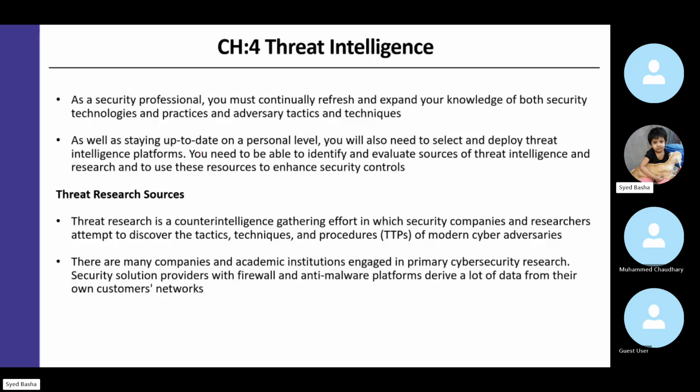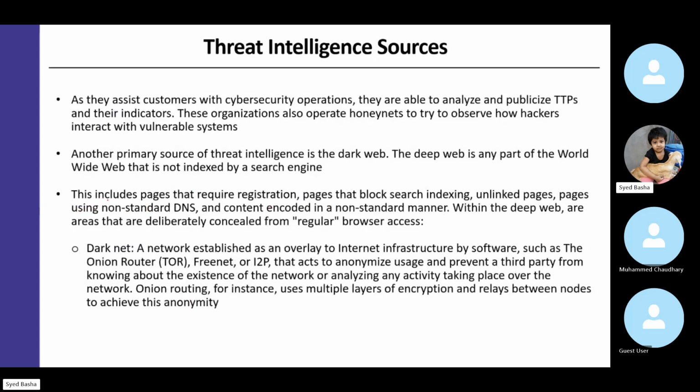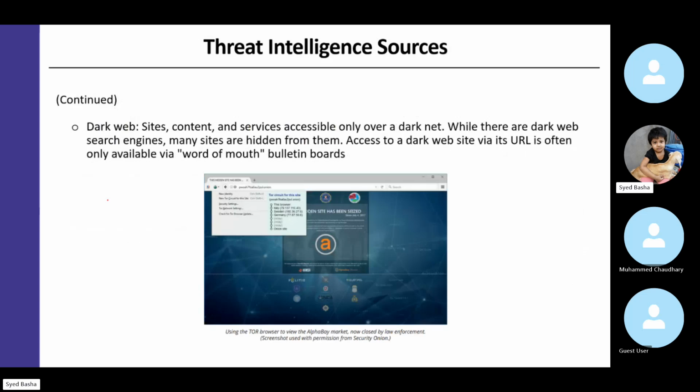Next one is threat research. How can you search for these threats, and from where? You will see, inshallah. I don't want to take you through it now. This is one kind of source: the dark web, where you can find what websites, content, and services are accessible over the dark web. There are dark web search engines, many search engines which you can use for the dark web.